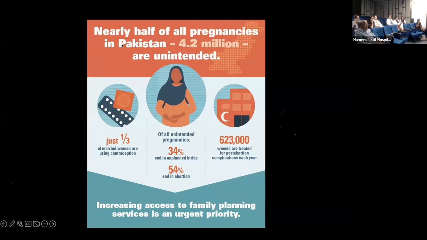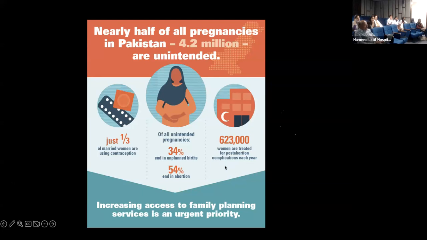In Pakistan, this was a 2012 study, and all of you who are preparing for examination should know something about it, not only for examination, but it will help that you know the stats and figures about Pakistan. Half of these pregnancies, say 2.1 million, are unintended, because only one third of married women are using contraception. And of these 2.1 million, 34% end in unplanned births, which is the reason for our rapid population growth, and 54% end in abortion. And not all of them have complications, but according to that survey, the number of complications that were treated was more than 500,000.